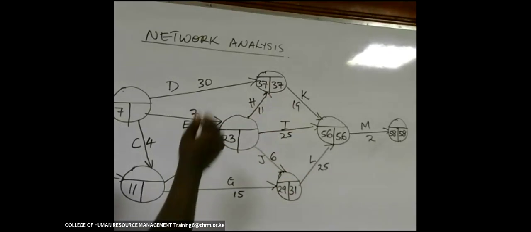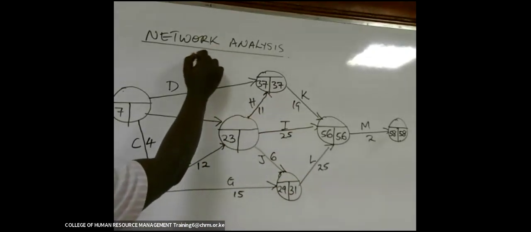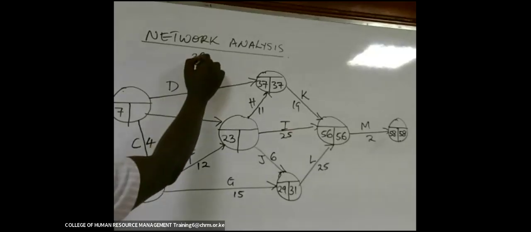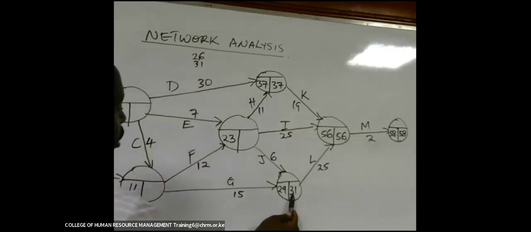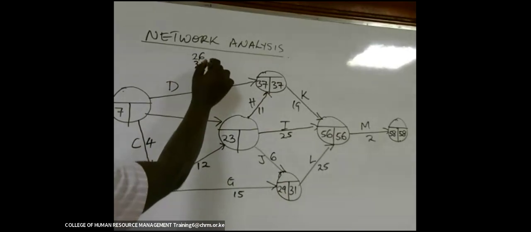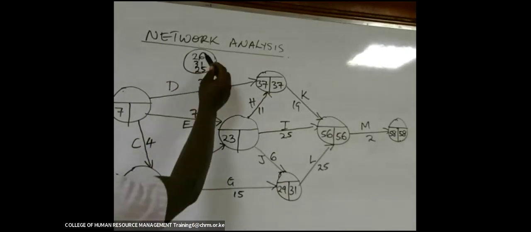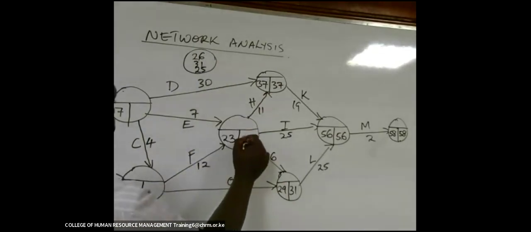37 minus 11, that is 26. 56 minus 25, it is 31. 31 minus 6, it is 25. Of these 3, which one is the smallest figure? The smallest is 25. That is what we indicate.